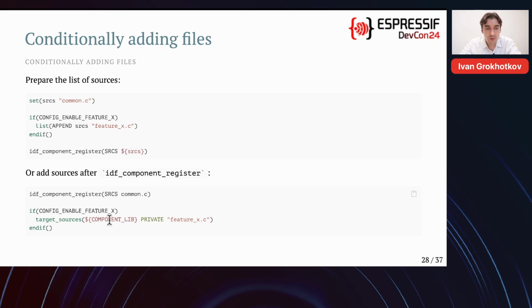Another approach might be more familiar to CMake developers who have already used target sources command. In this case, we register the component providing only the common source files, and then depending on whether a certain configuration option is set, we're going to call target sources to add additional source file to the component. In IDF component CMake list file, this component lib is a predefined variable that contains the name of the library target of the current component, and you can use this variable wherever you're calling CMake target functions. For example, target sources, target include directories, target link libraries.